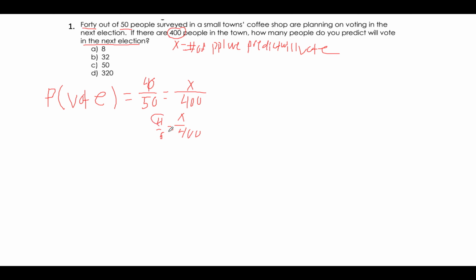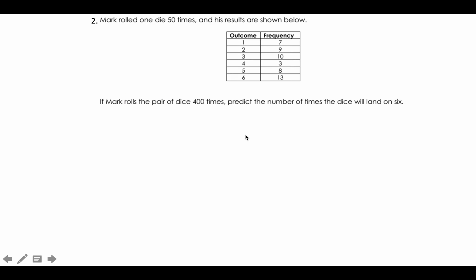Now we're going to cross multiply, just like that. And we get 4 times 400 is 1600 equals 5x. Then we have to divide both sides by 5. And we're going to get that x is going to equal 320. So we can say that we predict that 320 people will vote in the next election. Awesome. Make sure you're filling out the Google Classroom survey as well while we're doing this.